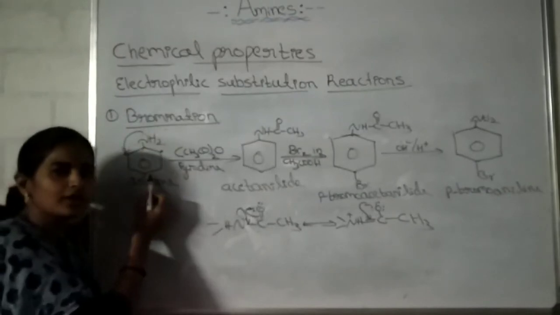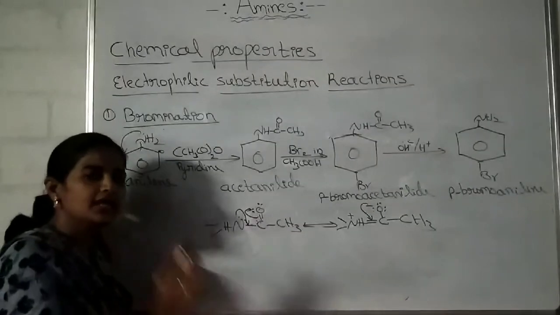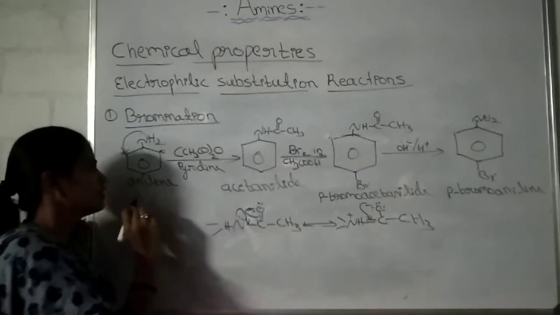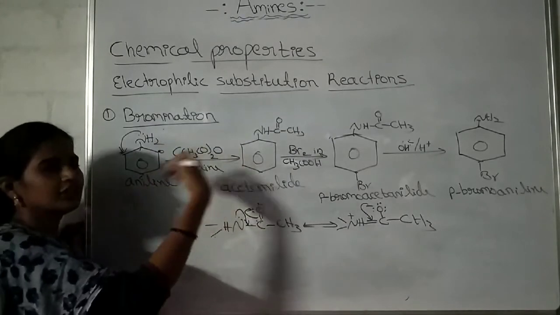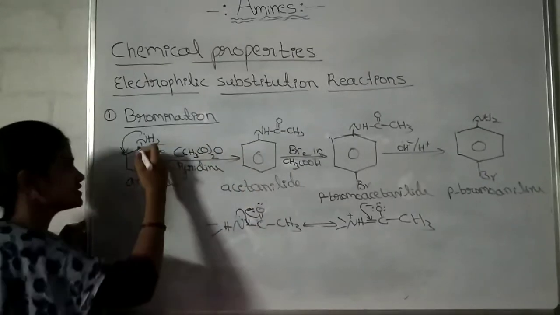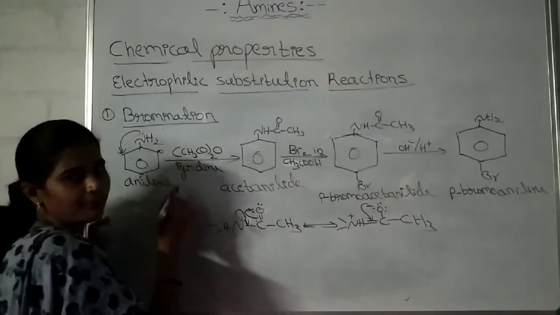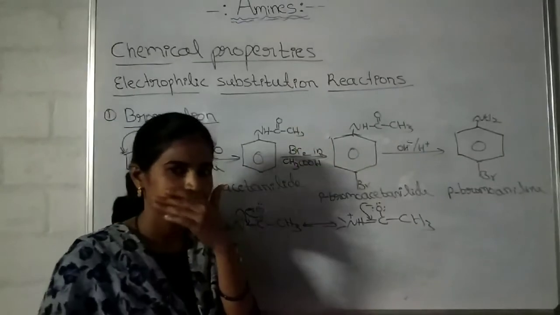Therefore, these are not donated to the benzene ring. Therefore, the ortho positions will get deactivated. But this para position is free to attack, I mean, attack with the Br, because it is far away from this group and because of the electron density of the benzene ring. Therefore, the Br attacks this position.